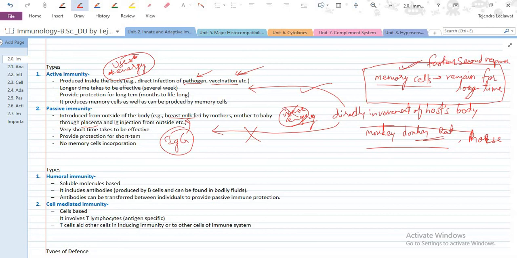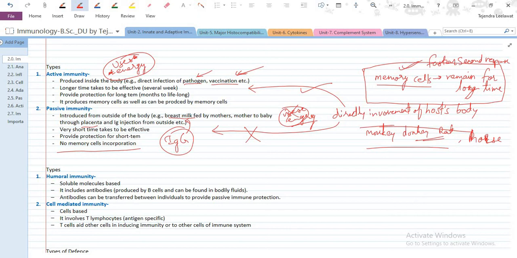In this case no memory cells will be formed, because memory cells can only be produced by prior cells, and we are not taking the prior cells. That's why we do not gain any memory cells in passive immunity, so it provides protection for only a very short time. Active immunity, on the other hand, provides protection for a longer time, sometimes months and sometimes lifelong.